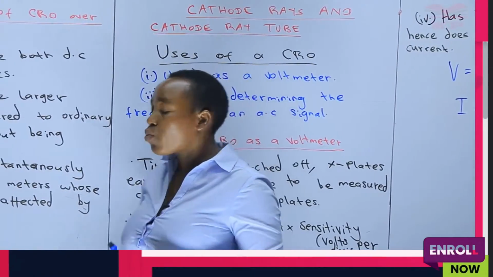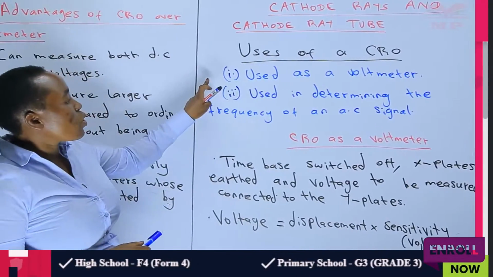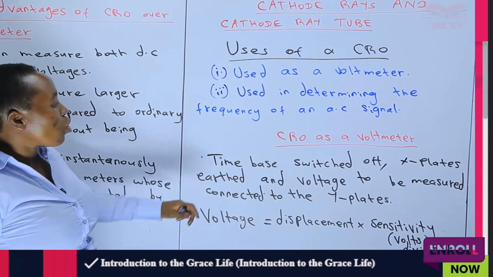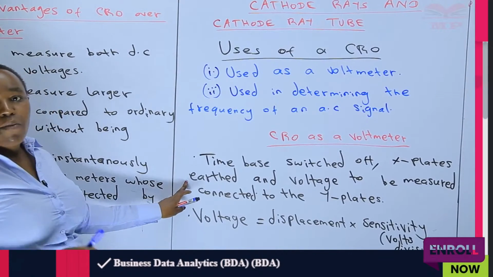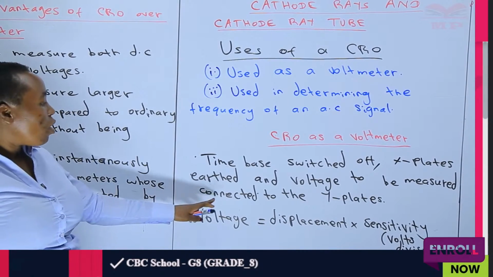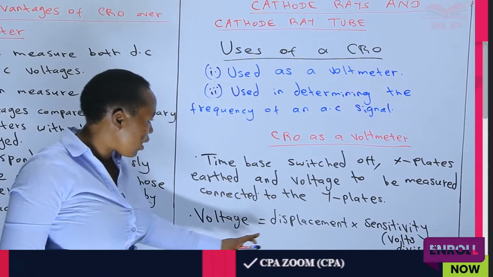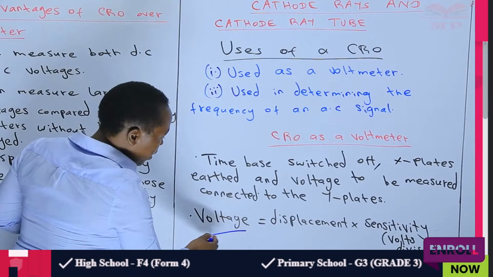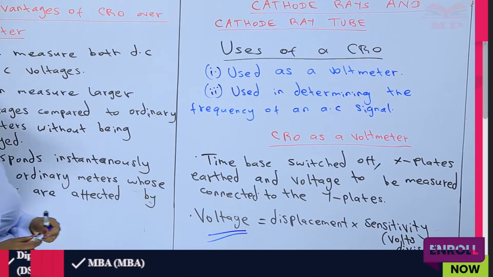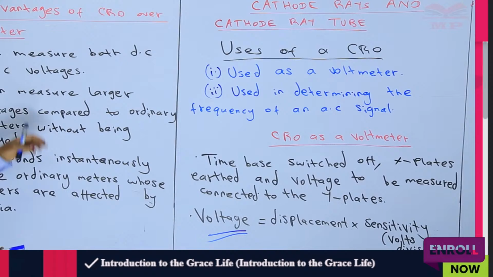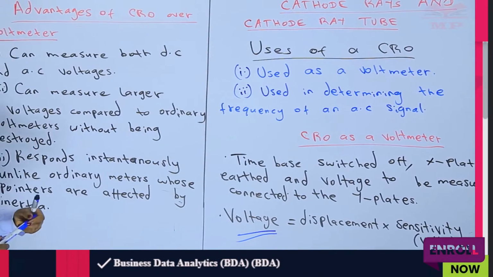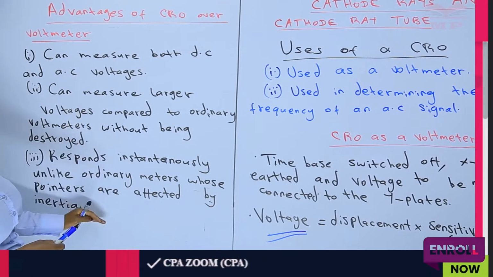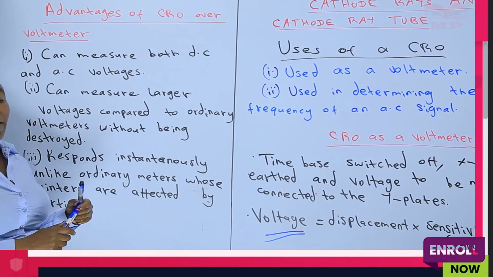The first use, which we have just discussed, is as a voltmeter. When the time base is switched off and the X plates are at zero, the voltage can be measured while connected to the Y plate. And voltage, we have seen, will be given by the displacement multiplied by the volts per division. Then we have also explained why the CRO is preferred to the ordinary voltmeters. It has the following advantages. We have mentioned 4 of them.